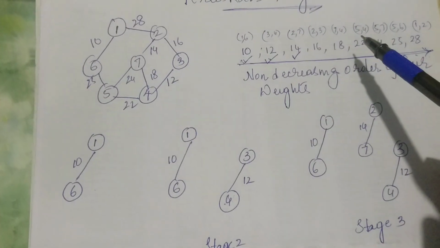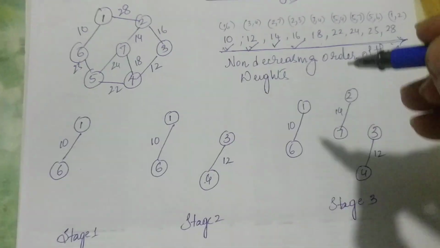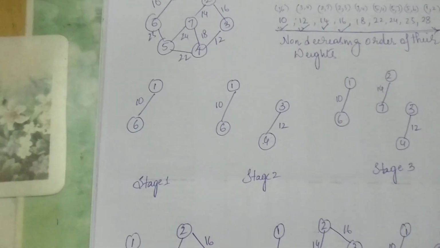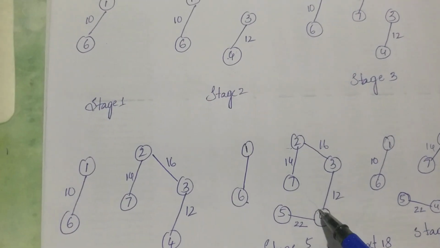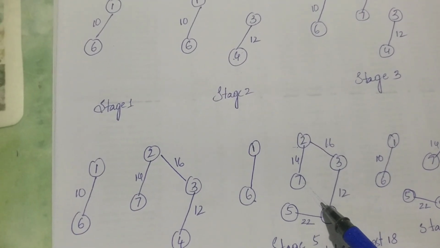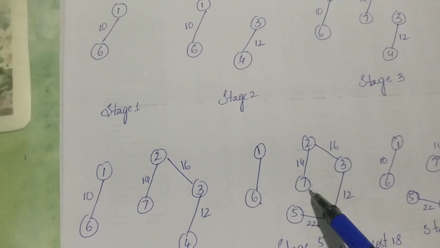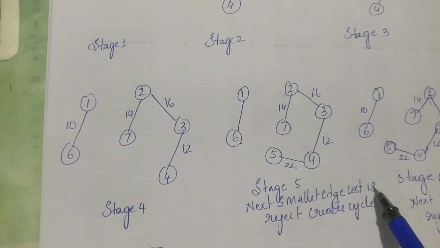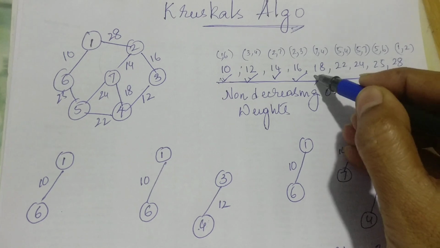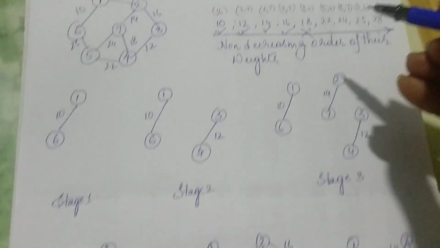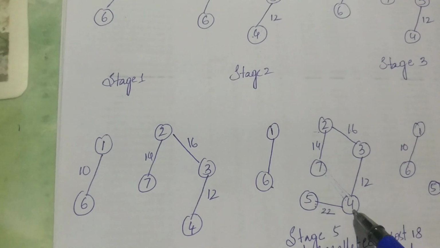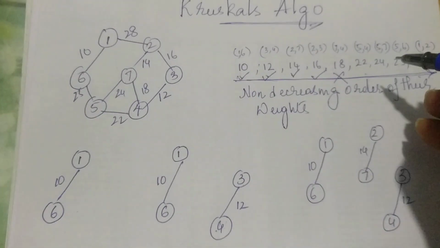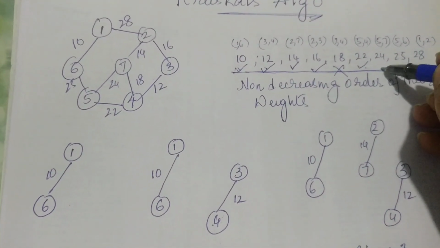Next is 18. Let's come down here. If I pick 18, that is this one, it is going to create a cycle. So we reject this edge, that is 18. Then move on to 22. If I add 22 to the graph, it is not going to create a cycle, so it is accepted. Next I move on to 24.